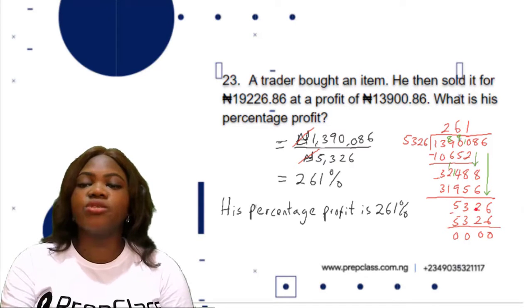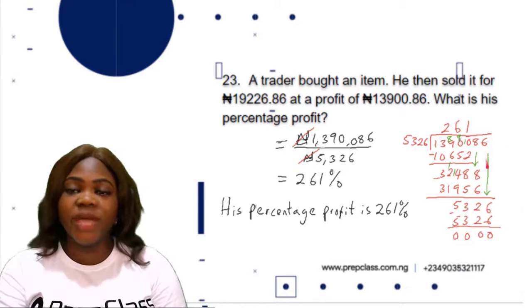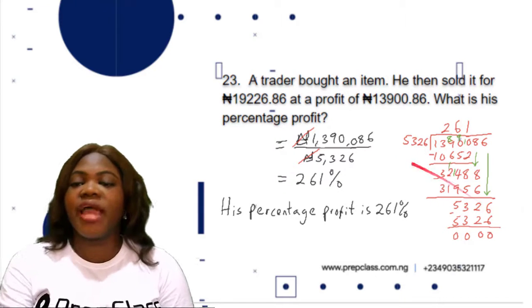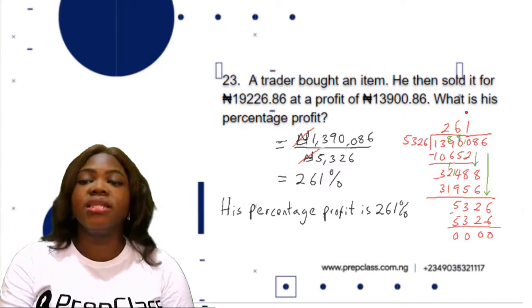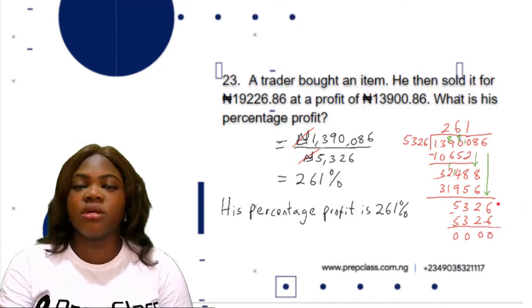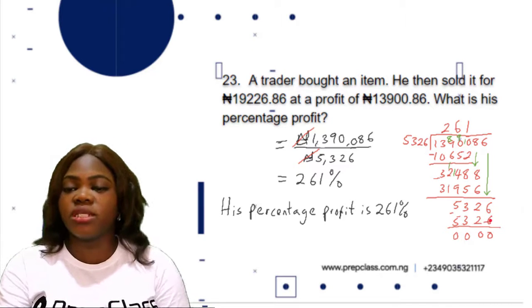Then 532 is not divisible by 5,326. So it means that we have to drop down the next digit, which is 6. So we now have 5,326 divided by 5,326. That will give 1. 1 times 5,326 is 5,326. 5,326 minus 5,326 is 0.